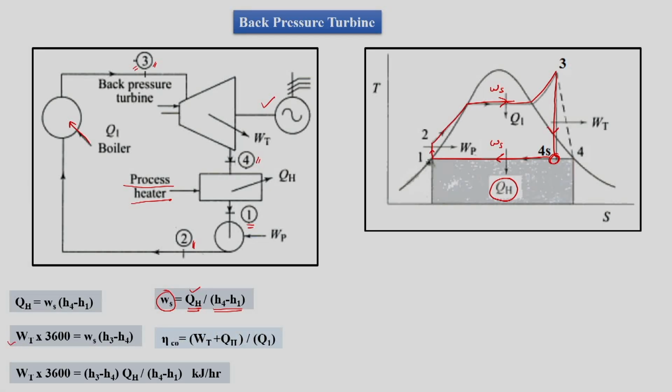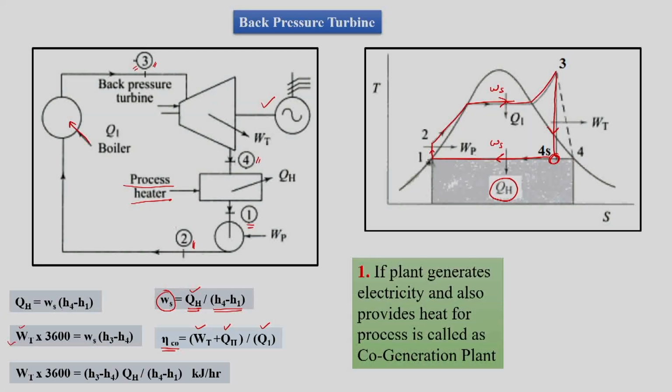Then we can find out the efficiency, but here this efficiency is called cogeneration efficiency. This cogeneration efficiency is practically Wt, which is the calculated turbine work, plus QH, the amount of heat given for the process in the process heater, divided by heat supplied. So this is the efficiency where we are using the back pressure turbine. This efficiency is not termed thermal efficiency, but it is called cogeneration efficiency.